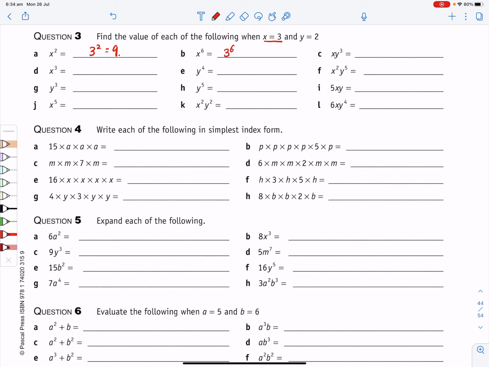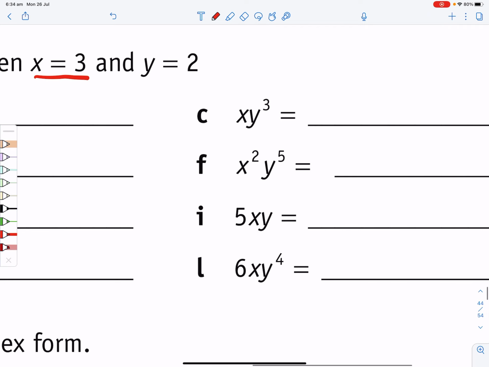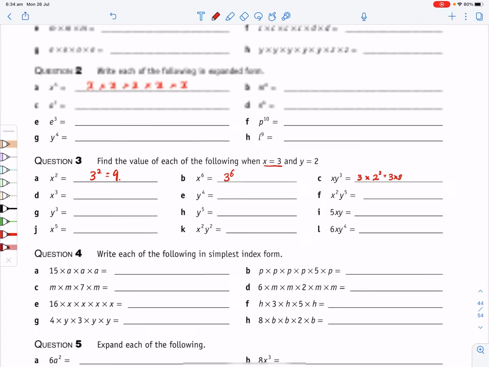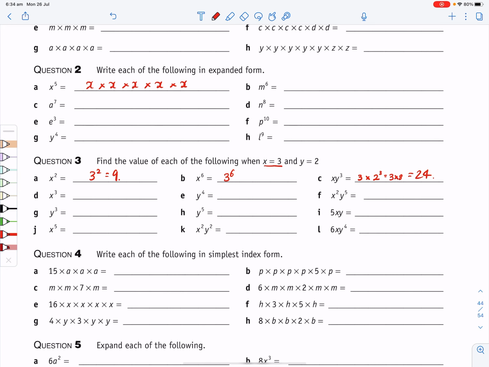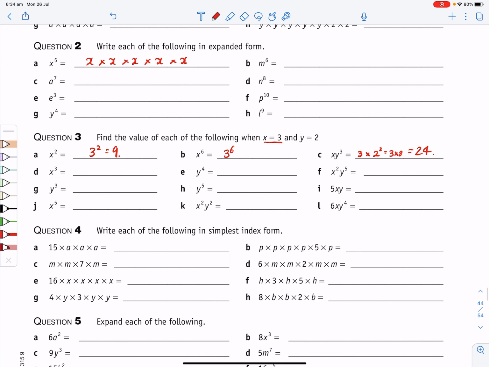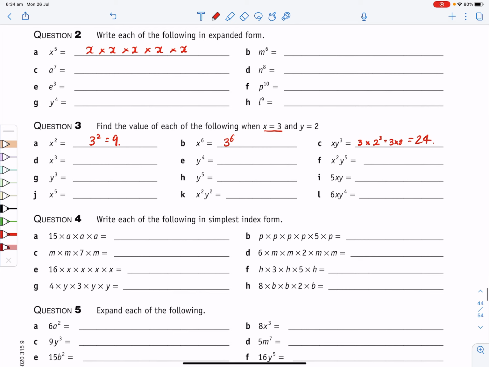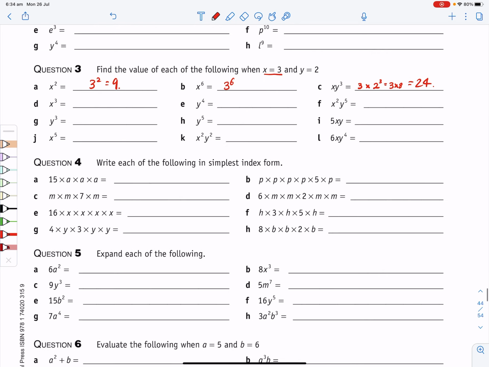You need a calculator for that, because the question says find the value, so you've got to find the actual answer. In C, what we have is x times y cubed, which is 3 times, now 2 cubed is 8, so 3 times 8, which gives you 24, and so on and so on. So really that there is a continuation of the last section.